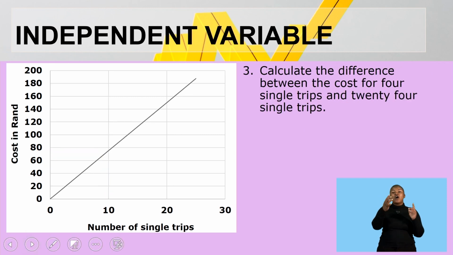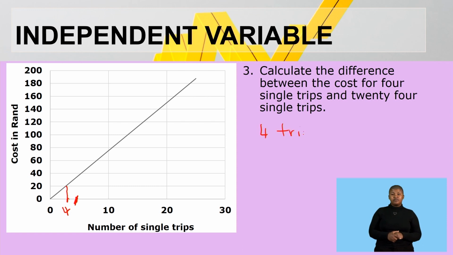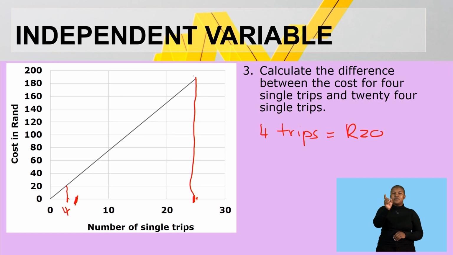Calculate the difference between the cost of 4 single trips and 24 single trips. So that is more or less 5. So 4 will be there. 4 trips is 20 rand per trip. And 24, that's 25. So let's make 24 there. Ooh, all those skew lines going up. And then you'll see it's just a bit higher than 180.